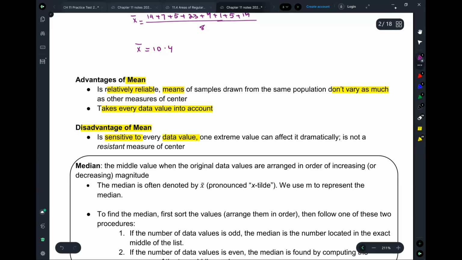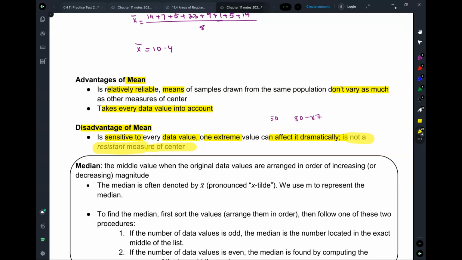So for example, remember that example of if everybody's test score is between 80 and 87, the average should be somewhere around 83, 84, right? But if you also take that person who got the 50 because they didn't see the second half of the test, then the average will all of a sudden go down, right? So this is how the mean is affected dramatically by an outlier. One extreme value can affect it dramatically. The technical term for this is, it's not a resistant measure of center. It can't resist these things.